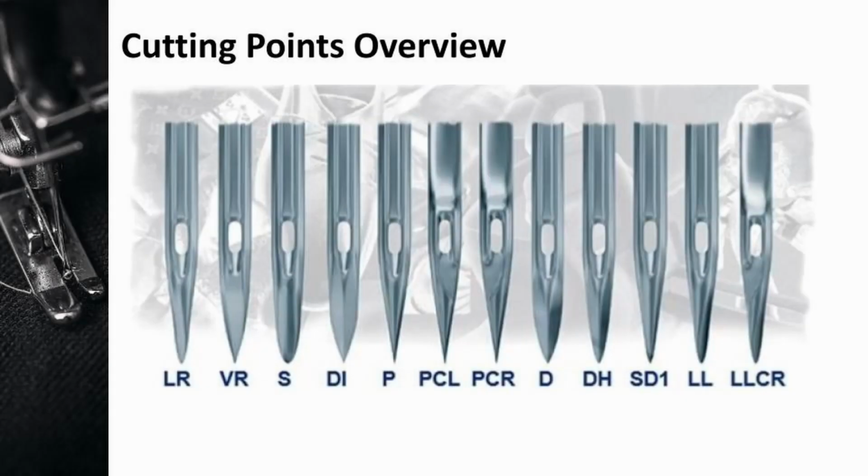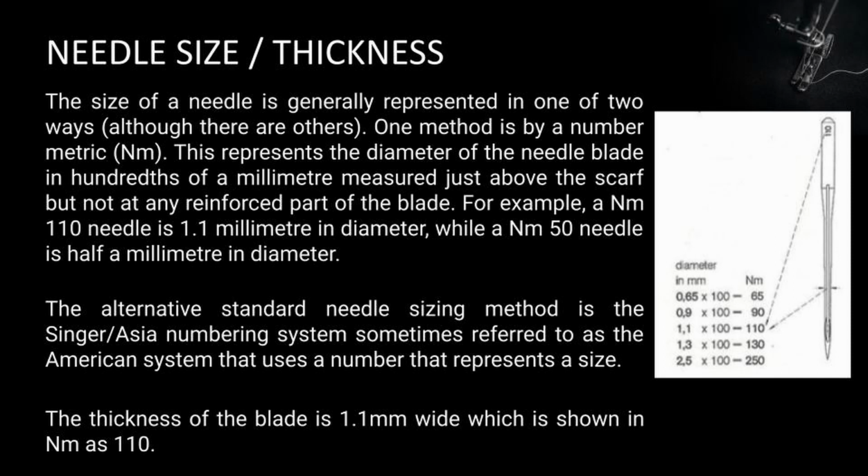Needle size and thickness. The size of the needle is generally represented in one of two ways. One method is by number metric. This represents the diameter of the needle blade in 100ths of a millimeter, measured just above the scarf, but not at any reinforced part of the blade.